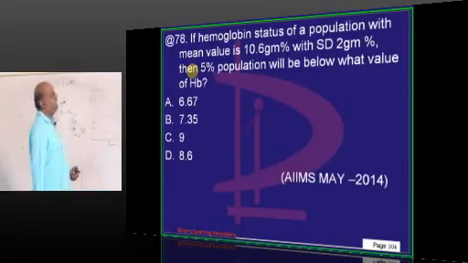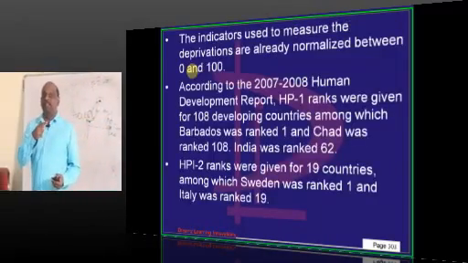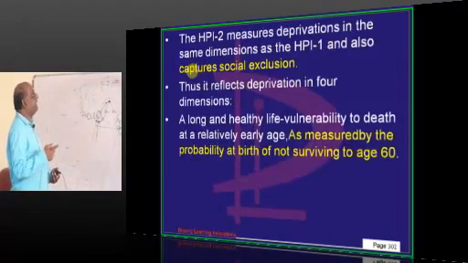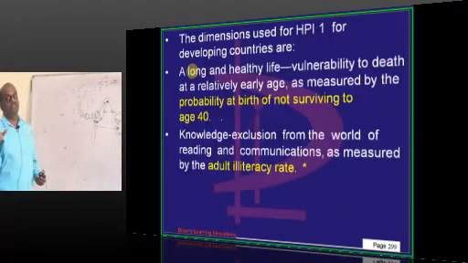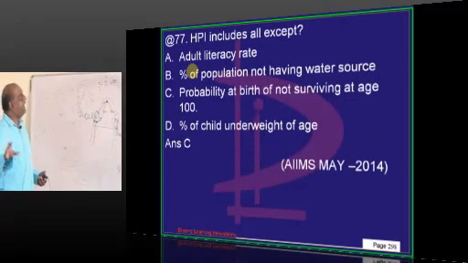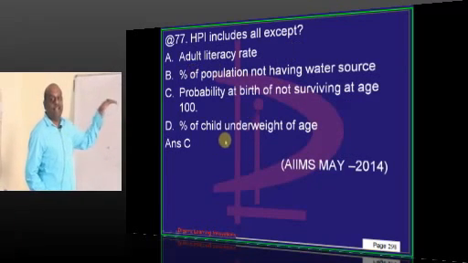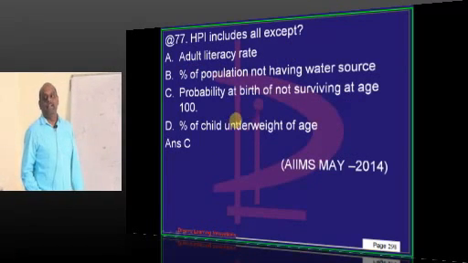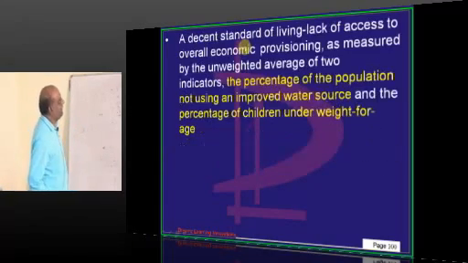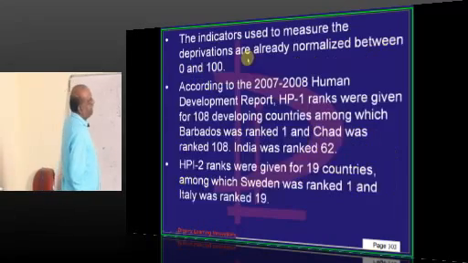Now doctor, so the examiner asked: living up to 100 years, probability at birth of not surviving to age 100, is it included? No. It is age up to 60 according to HPI 2, is what you need to basically remember.